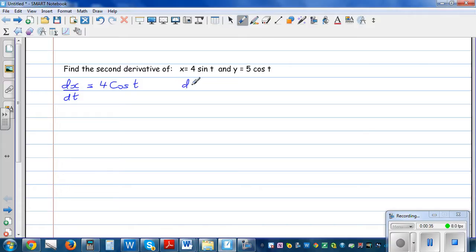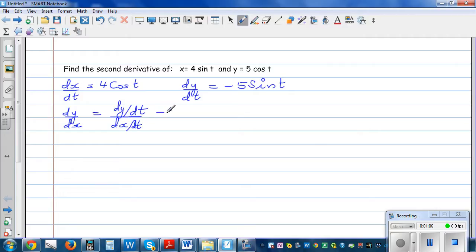And dy by dt, the differentiation of cos is negative sine, so this will be negative 5 sine t. Okay, so from this we can say dy by dx is dy by dt divided by dx by dt. So let's write the formula. It's always good to write the formula. So dy by dt divided by dx by dt.